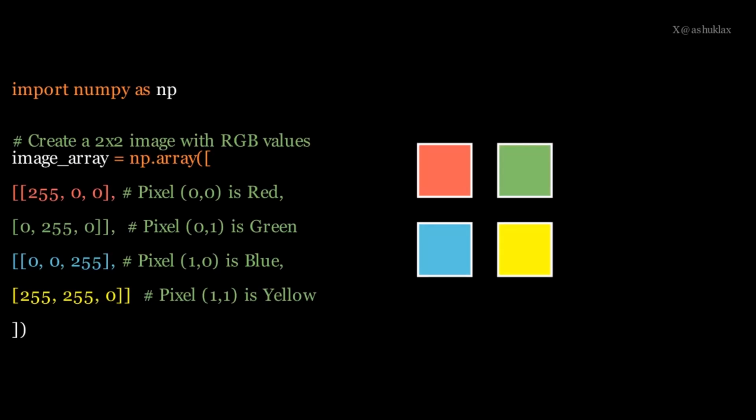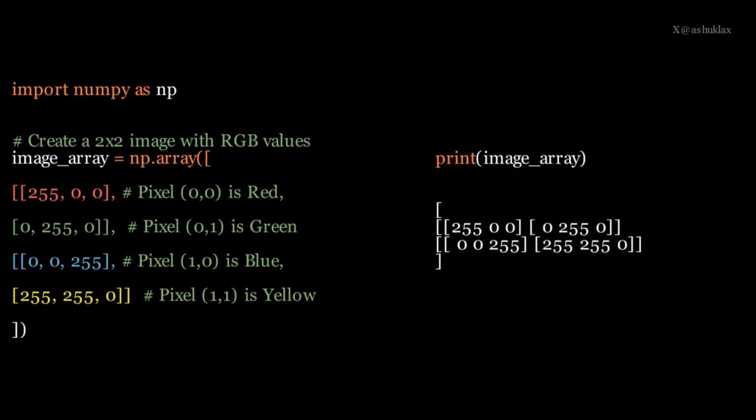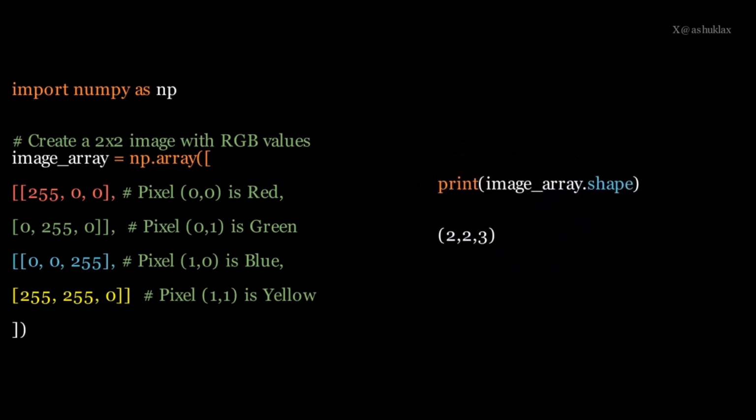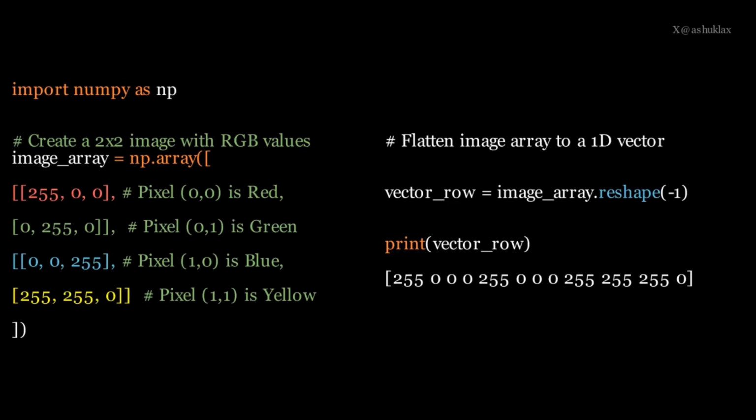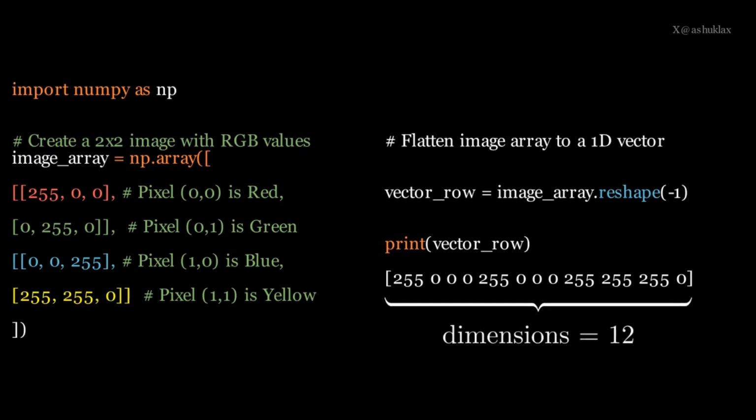This pixel image is stored as a NumPy array. When you print it, it looks like this. The shape of this array is 2 rows by 2 columns with 3 channels. When you flatten this array using the reshape method, it looks like a long vector in memory. Let's call the number of elements in this flattened array dimensions. In this case, we have 12 dimensions representing one image.